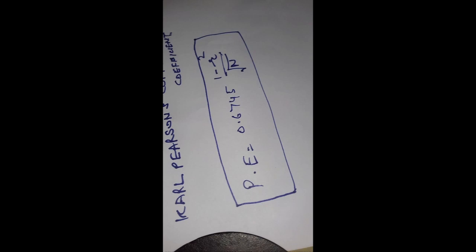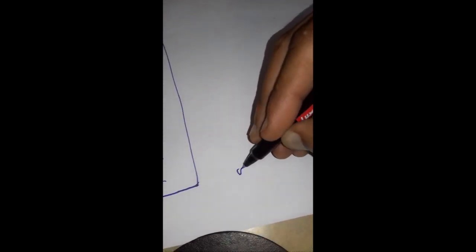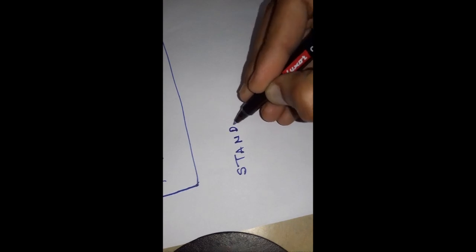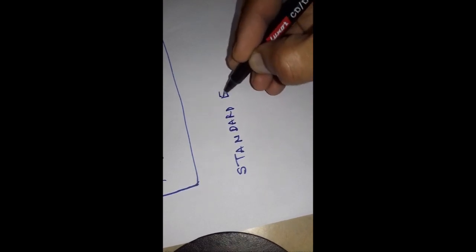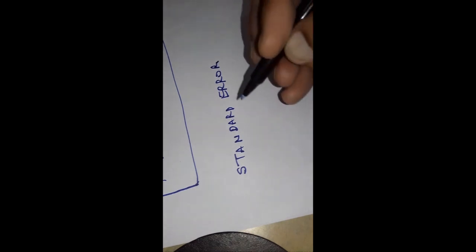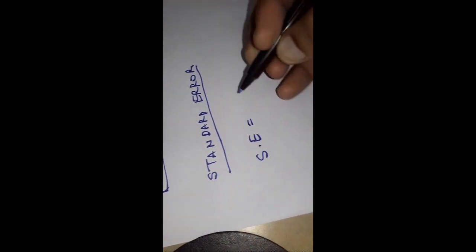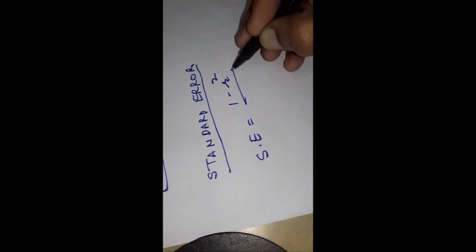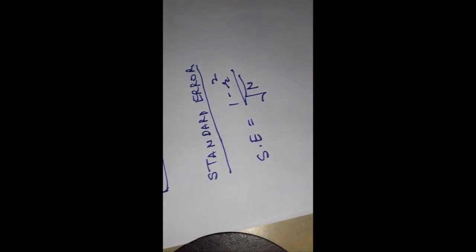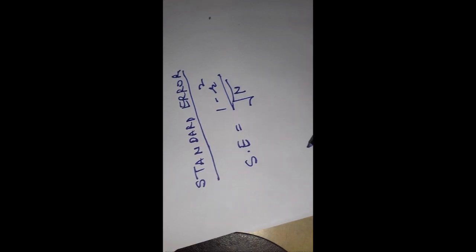And secondly, there is the standard error, which is also written as S.E. Firstly, let's talk about the definition of standard error. The standard error of coefficient of correlation is used for ascertaining the probable error of coefficient of correlation and is denoted by S.E. It can be obtained by S.E. equals (1 minus r squared) divided by the square root of n, where n is the number of pairs of observations.